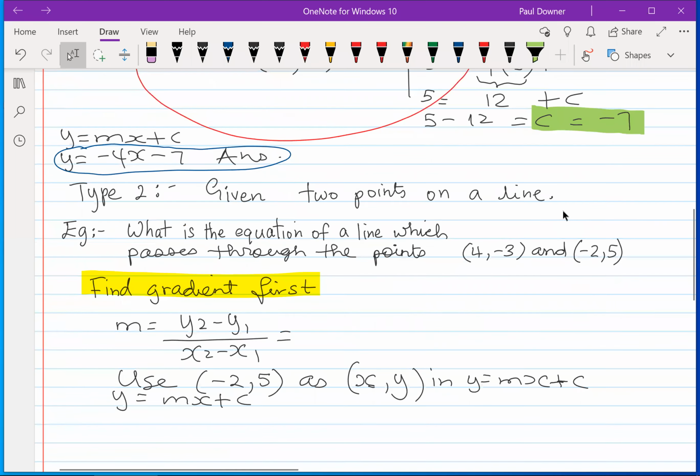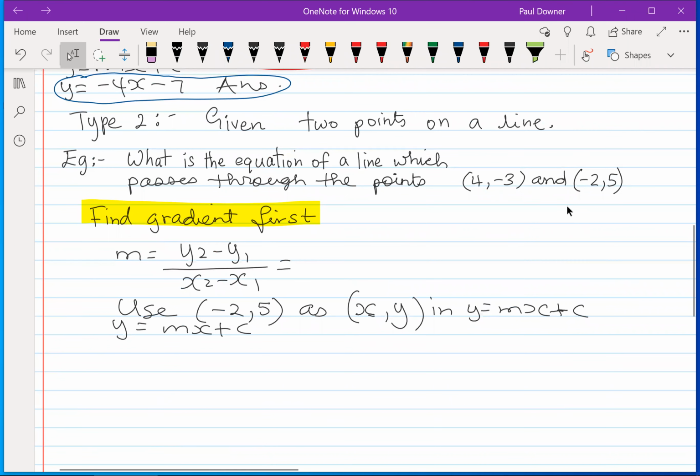What is the second type? And these are the general types that you get, right? The second type, or type 2, is where we are given 2 points on a line. So the example in this case might be, what is the equation of the line which would pass through the points 4, minus 3, and minus 2, 5? Okay? So they want you to work out the equation of this particular line that's going to go through these 2 points. All right?